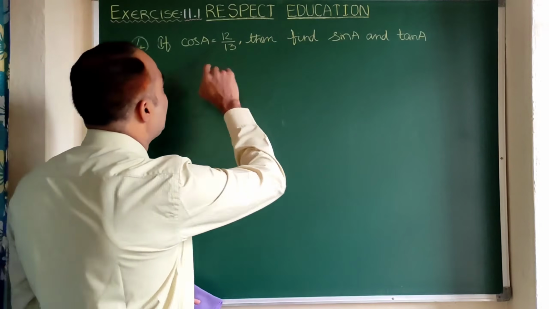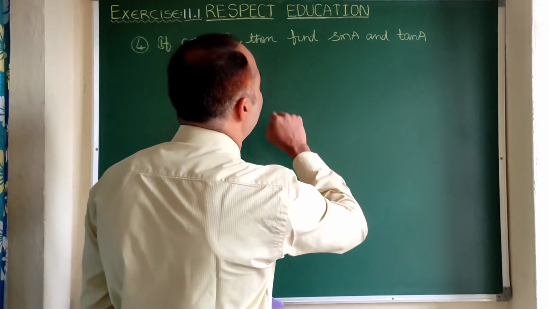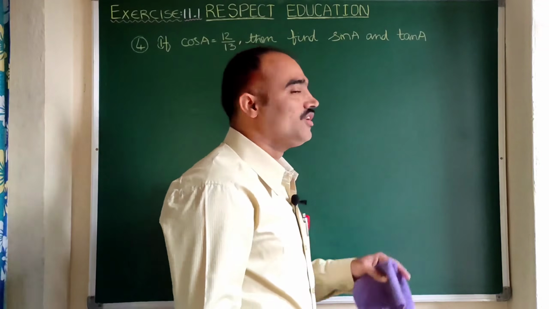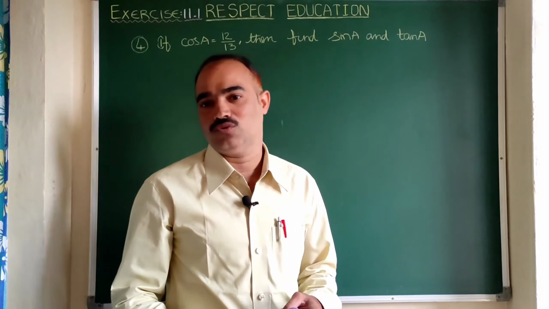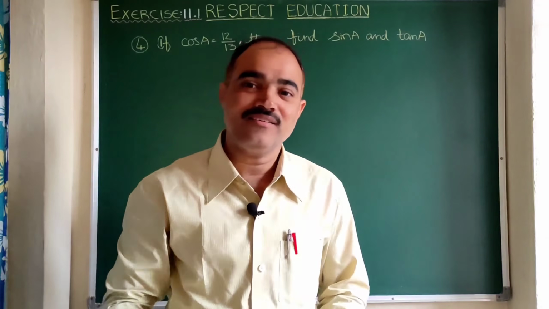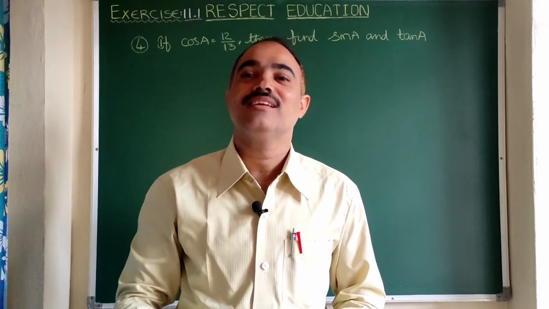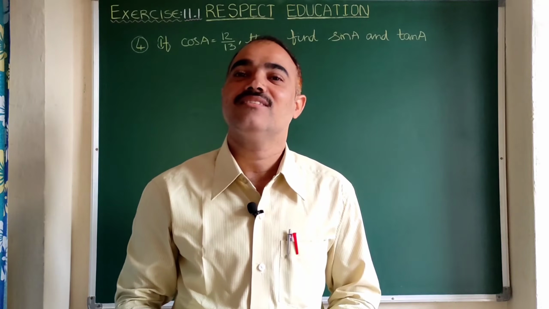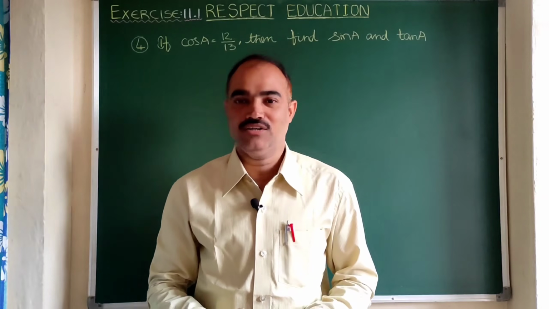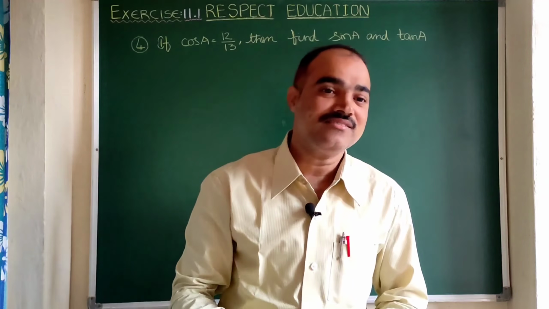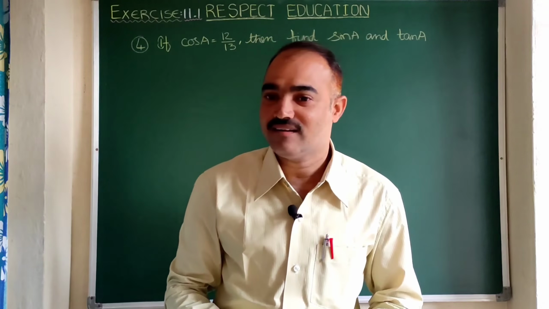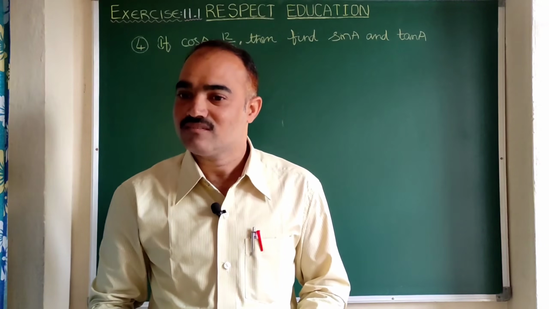If cos A equal to 12 by 13, then find sin A and tan A. Before starting this problem, I would like to ask you formulas. Are you ready? Yes, sir. Right. What is sin theta formula? Sin theta: opposite side to theta by hypotenuse. Yes. What is cos theta? Adjacent side to theta by hypotenuse. Yes. Tan theta: opposite side to theta by adjacent side to theta.